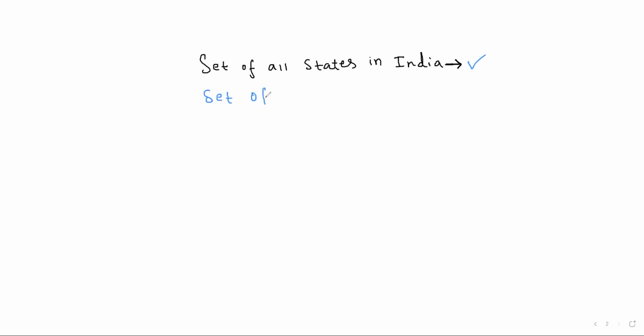Next, the set of prime numbers less than 10. You have to make the set of prime numbers less than 10. So the set of prime numbers less than 10 means 2, 3, 5, 7. If I ask this question of any person in India, everyone gives me the same answer: 2, 3, 5, 7. This is a well-defined collection. So this is called a set.